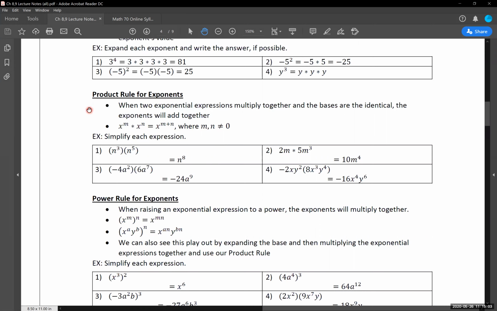It tells us that when two exponential expressions multiply together and the bases are identical, the exponents will add together. And again, there's a very subtle but extraordinarily important piece of wording in there. The bases are identical, which means as we are going through these, you need to make sure you are once again correctly identifying the base of each exponent that you are working with. If you are not doing that, you are going to get wrong answers. So if the bases are the same and they are multiplying, add the exponents together.